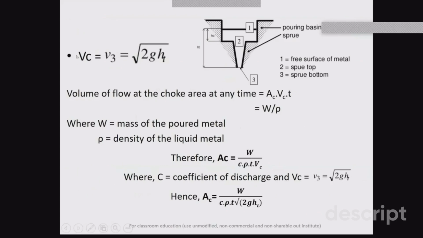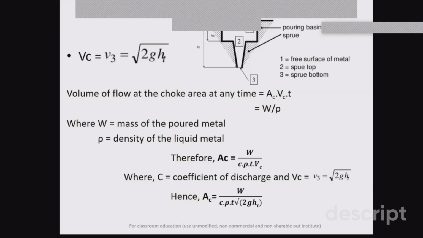We have calculated this expression, where point 3 is the region of your choke, and the velocity here can be calculated with the help of Bernoulli's theorem, which equals root 2gh, and h is the total height, ht. Then the volume of flow at the choke area at any time can be calculated with the help of A_C, V_C and t, where A_C is the choke area, V_C is the velocity of metal flow at point 3, and t is the time.